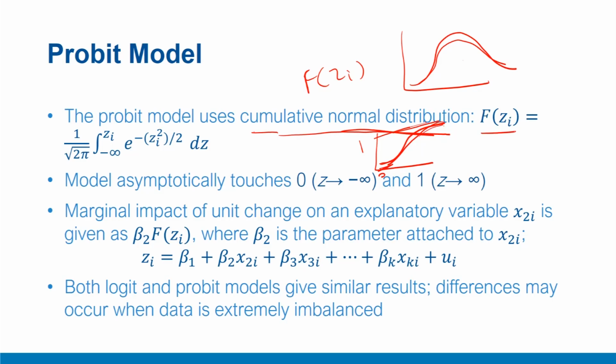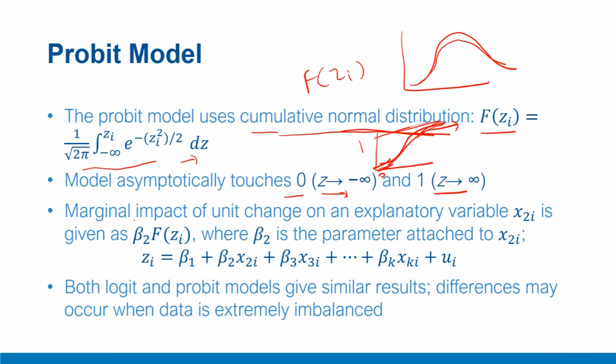In functional form, f(zi) is equal to this complex looking function. However, we need not remember that formula. There are computer programs, and as we work on our examples, it will be automatically clear. Now, the properties are exactly the same as the logit function. If z tends to minus infinity, this function approaches 0, and if z tends to plus infinity, it approaches 1. So that is a very desirable property for this kind of modeling.